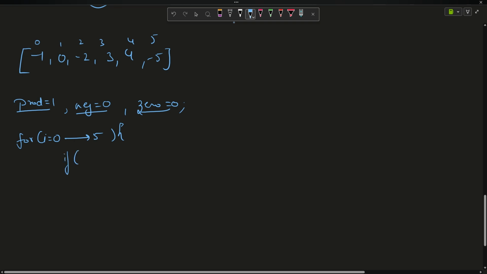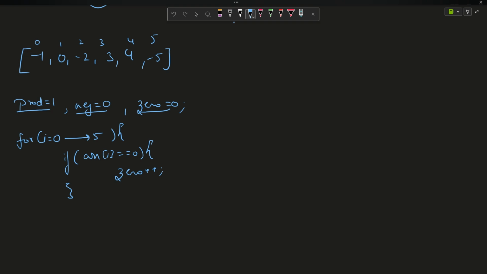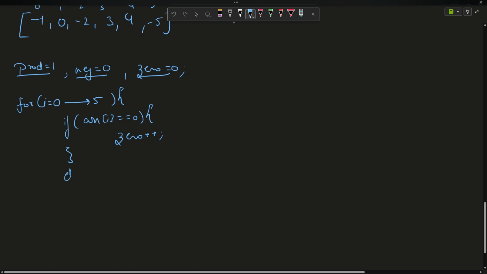First case is if array of i equals 0: don't do anything, just increase the count for 0 and move on. Do not multiply 0. Please, I am mentioning it again and again: do not multiply 0.